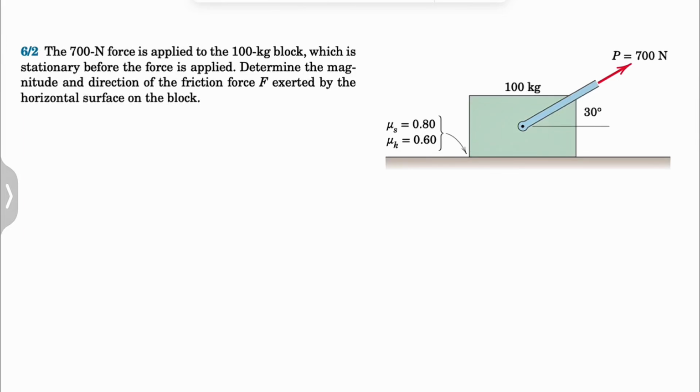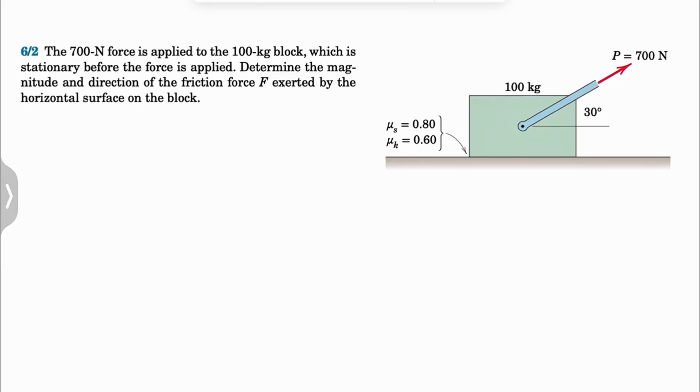Okay, welcome back, guys. We have another question from the friction chapter of Engineering Mechanics by Meriam, and we have this 700 Newton force that is applied to the 100 kilogram block, which is stationary before the force is applied, and we need to determine the magnitude and the direction of the friction force exerted by the horizontal surface on the block.